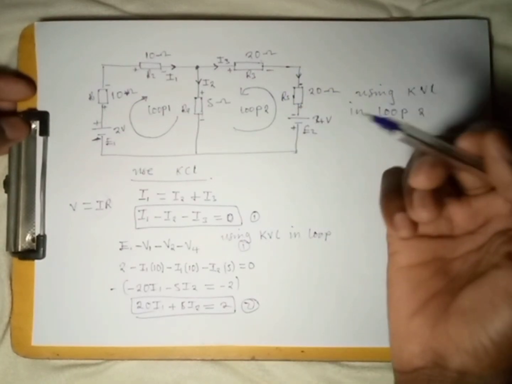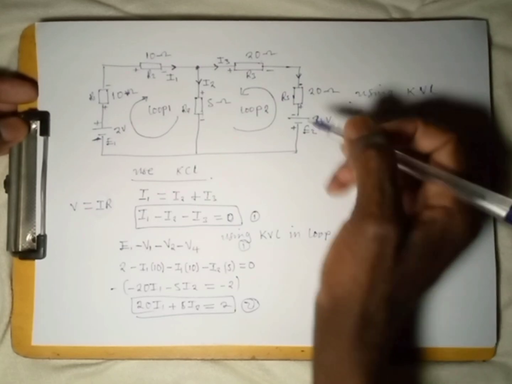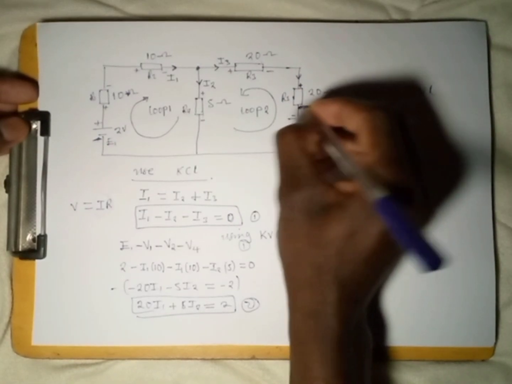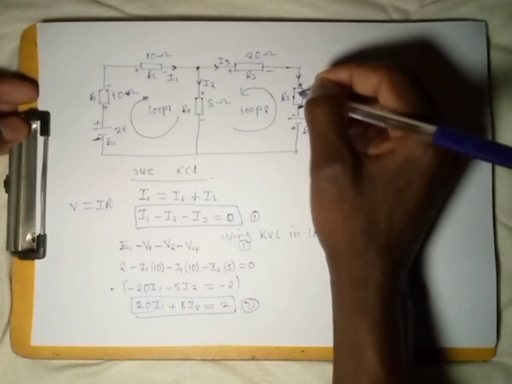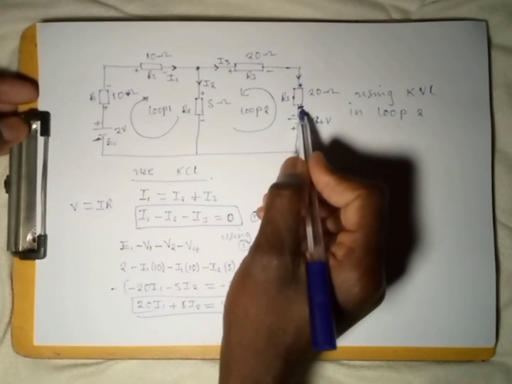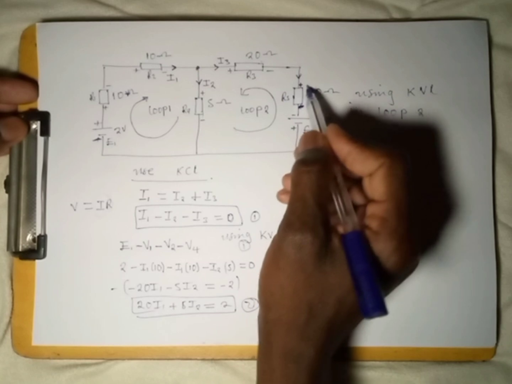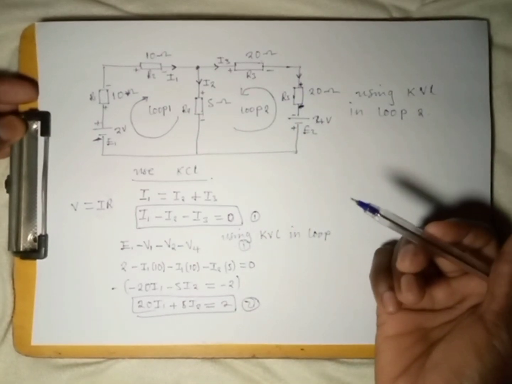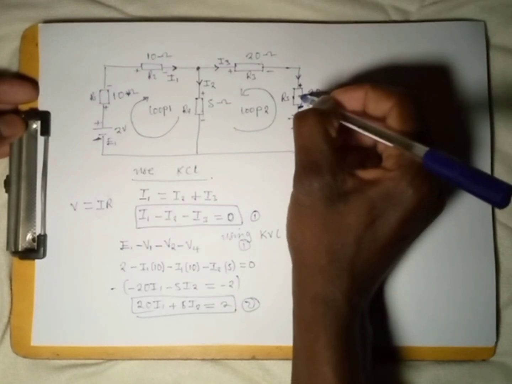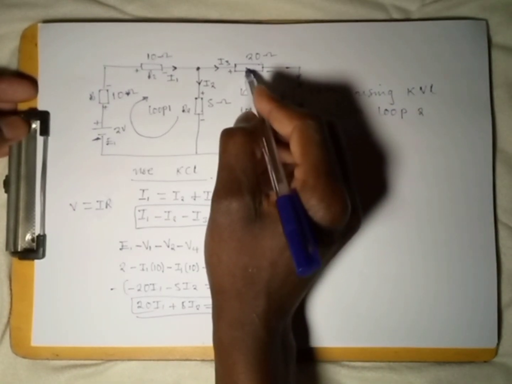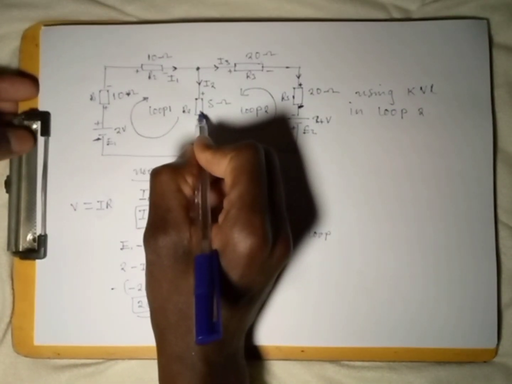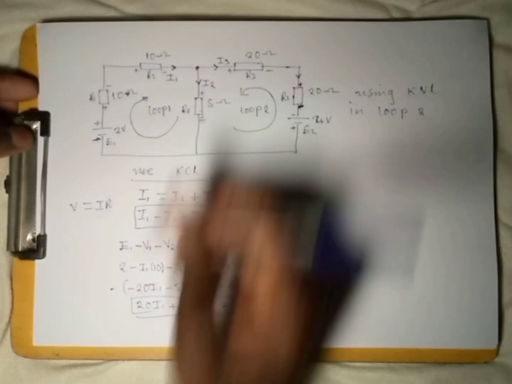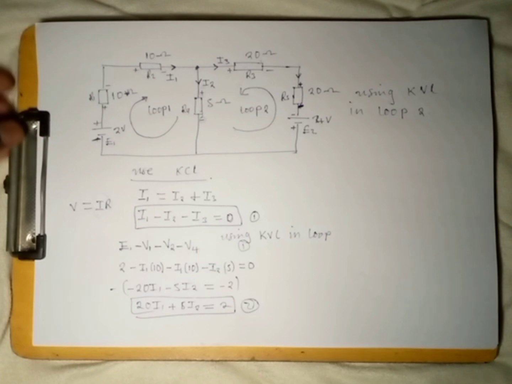Because I'm following the current which is coming in that direction, I'm encountering the negative first, going to the positive, meaning that there is a voltage rise on this part based on the second condition. So we are going to have a positive voltage there, we are going to have a positive voltage there, but for this one we are going to have a negative voltage because we are encountering positive first, coming to the negative part across that same resistor.